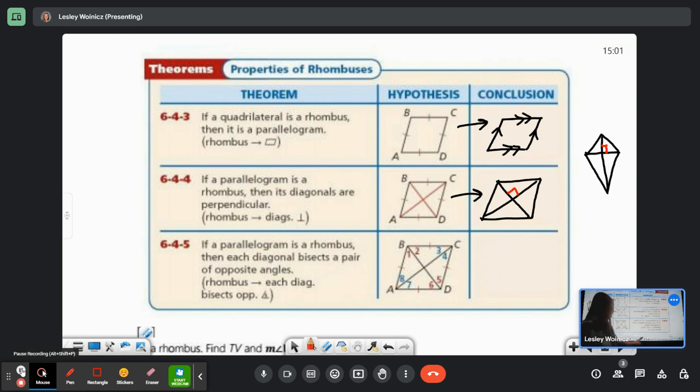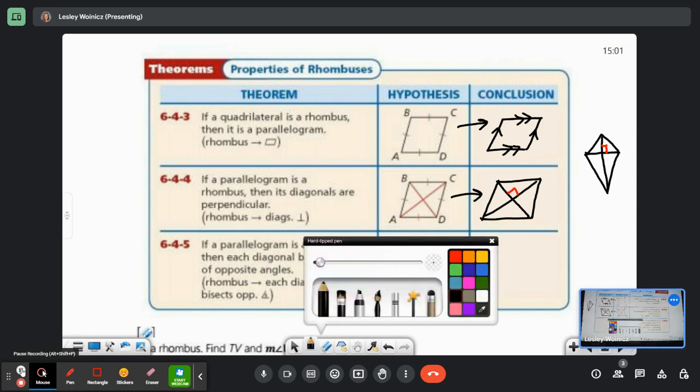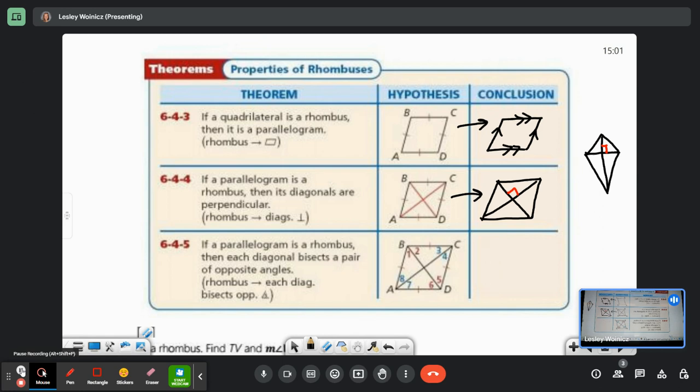Okay, number, middle of the page. If a parallelogram is a rhombus, then each diagonal bisects a pair of opposite angles.